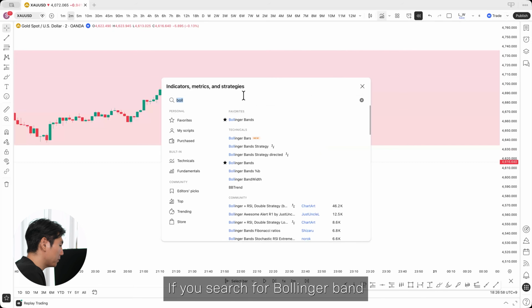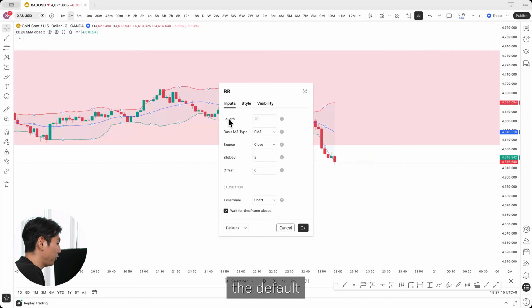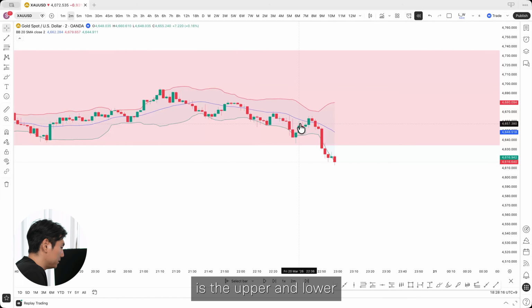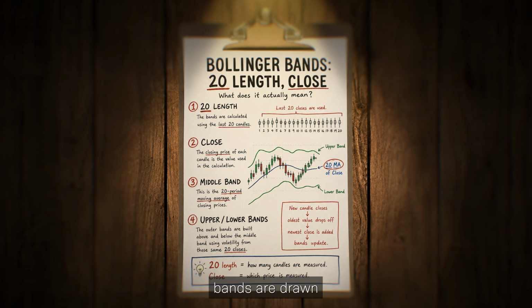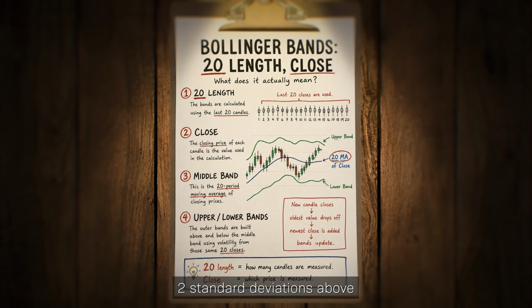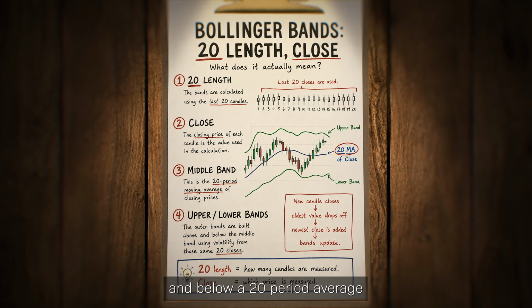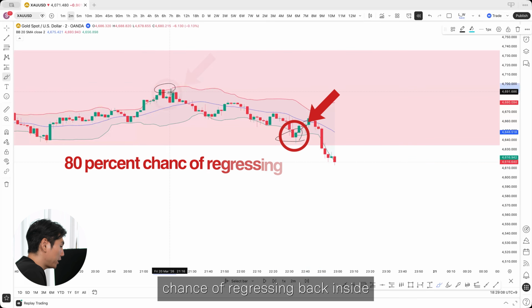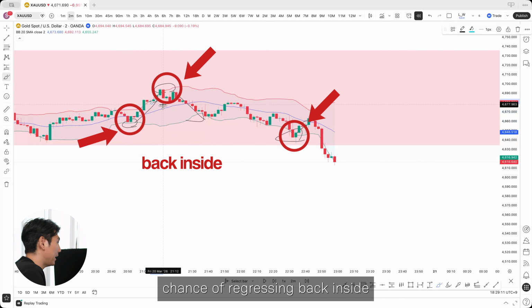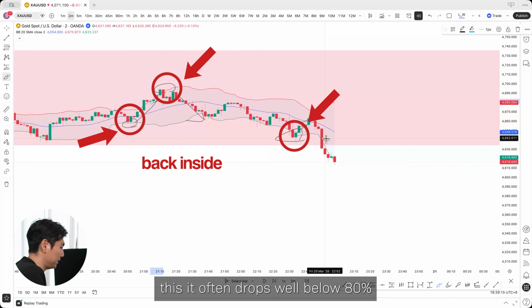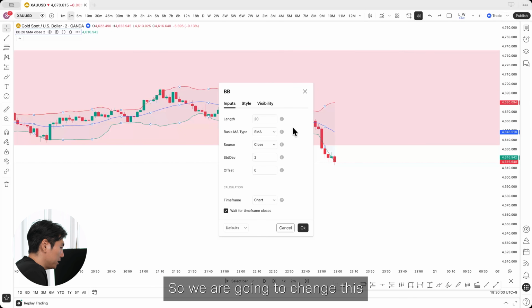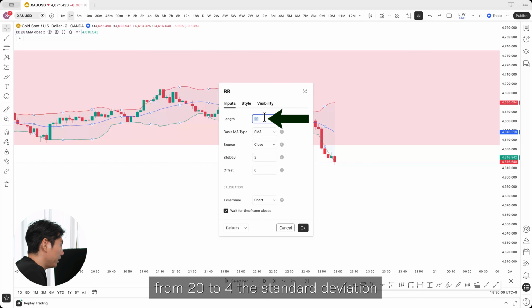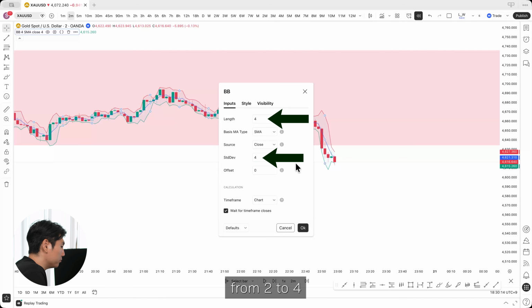If you search for Bollinger Band in the TradingView indicators, the default is the same for everyone: 20-period close. What this means is the upper and lower bands are drawn 2 standard deviations above and below a 20-period average. Statistically, price has about 80% chance of regressing back inside, but when you actually backtest this, it often drops well below 80%. So we are going to change this. We are going to change the length from 20 to 4. The standard deviation from 2 to 4.